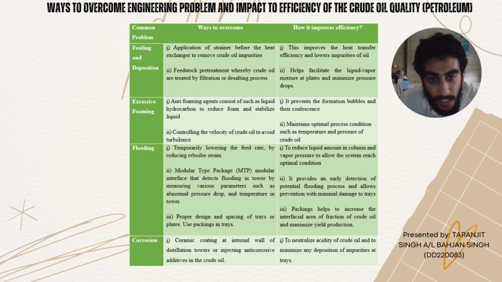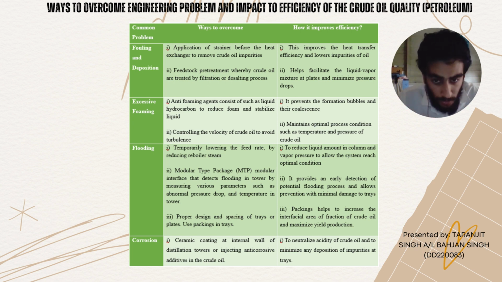This provides an early detection system for potential flooding and allows prevention with minimal damage to the tray. So the modular type package is a type of surface interface software which helps to detect flooding or gives an early indication of a flooding process that may occur in upcoming events. Third method is you can use proper design and spacing of trays or plates. So we can use packings, for example. Packings help to increase the interfacial area of the fractions of crude oil and maximize the yield of production.